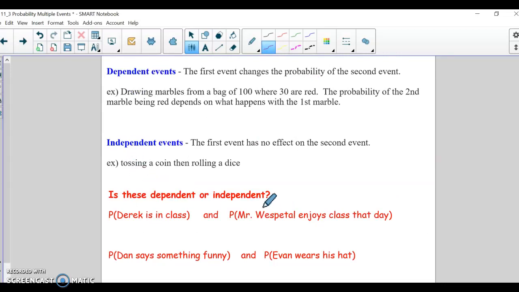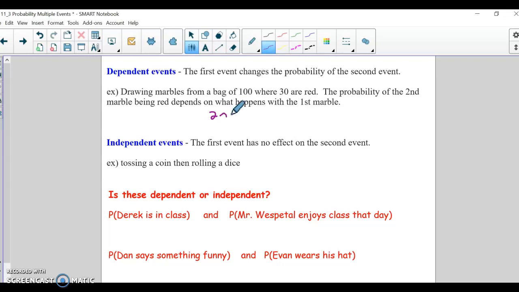So a little bit more about some vocab. There's dependent events and independent events. A dependent event is when the first event changes the probability of the second. A simple way to explain that is if you had a bag with 100 marbles, 30 of them red, the probability of the second marble being red depends on what happens with the first marble.